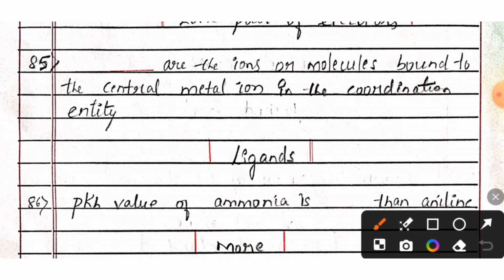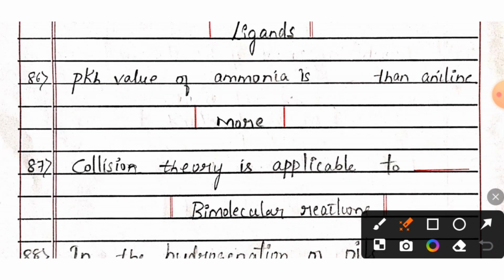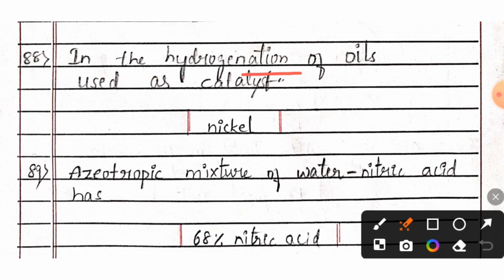Ligands are the ions or molecules bound to the central metal ion in the coordination entity. pKb value of ammonia is more than aniline. Collision theory is applicable to bimolecular reactions. In the hydrogenation of oils, nickel is used as catalyst.